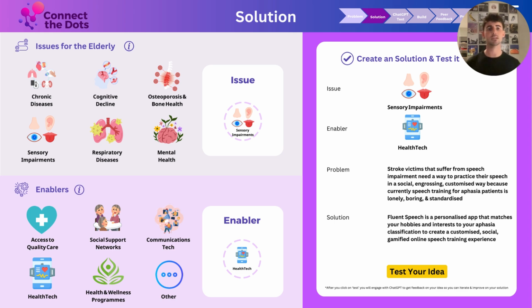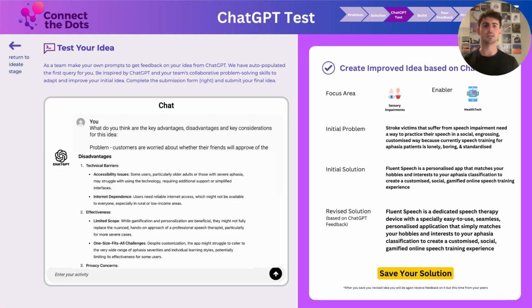So once the team has decided on their solution, they give it a name and briefly describe it. It's now time to test the idea using our custom trained integrated ChatGPT interface. In our experience, iterative testing is the stage in the process that students often avoid, even though all of the evidence suggests that this is the area that adds the most value.